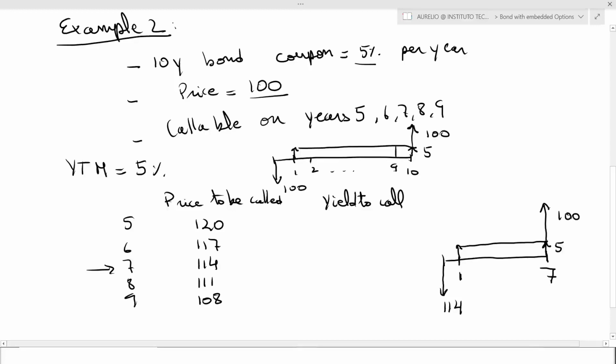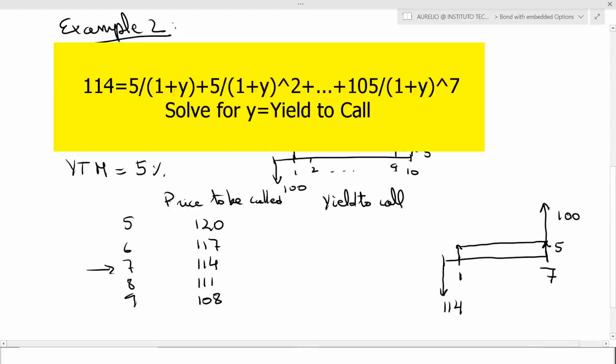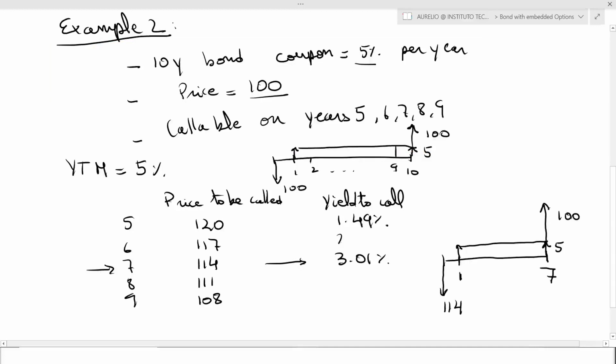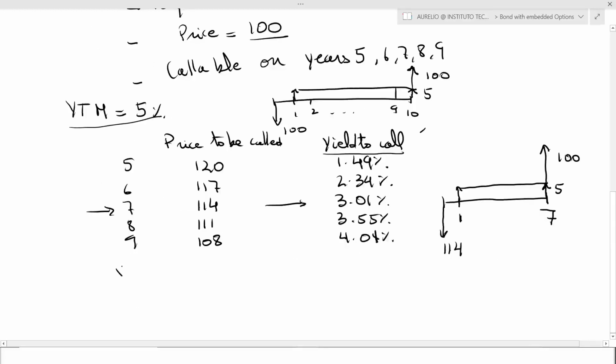Given this information, we can compute the yield to call just in the same way that we computed the yield to maturity. And we're going to find that the yield to call is, in this case, 3.01%. In the other cases, the values would be 1.49%, 2.34%, 3.55%, and 4.01%. Now, given this information, we already have the yield to maturity of 5%, the yield to call, and we can get the yield to worst, which is going to be the minimum of all these rates, which in this case would be 1.49%.